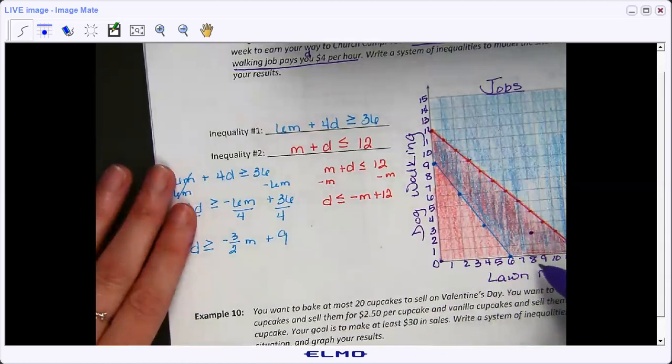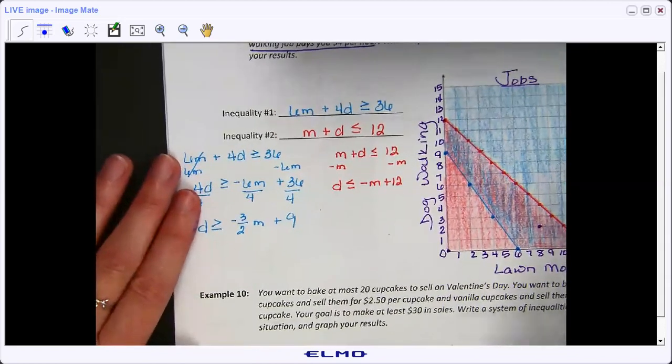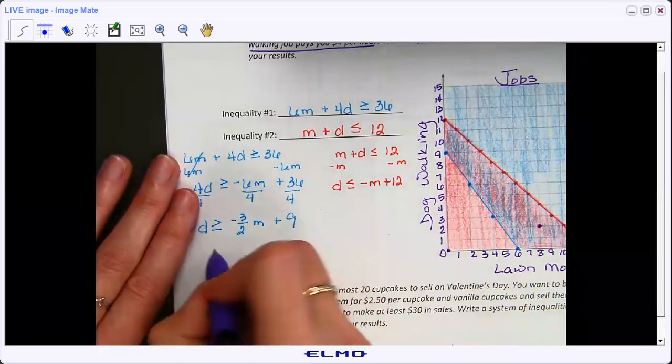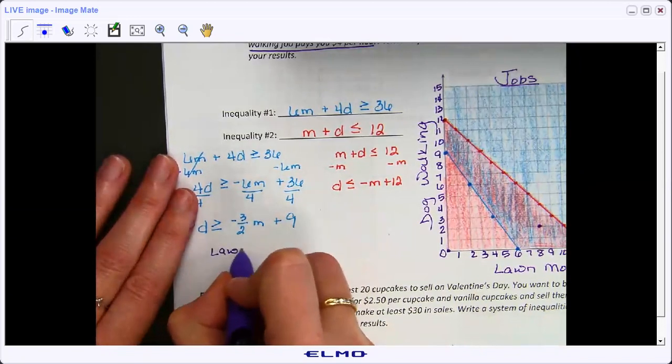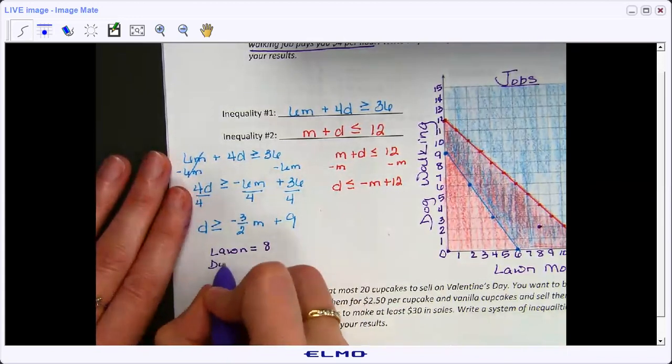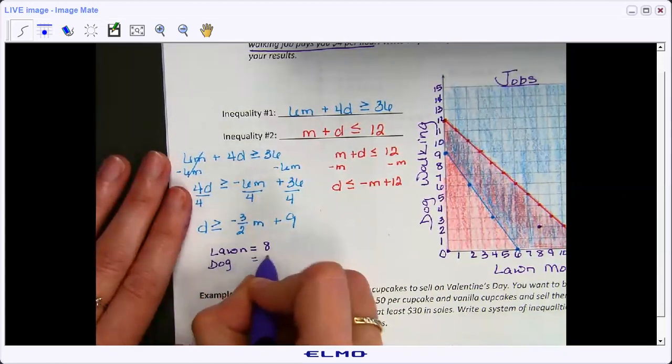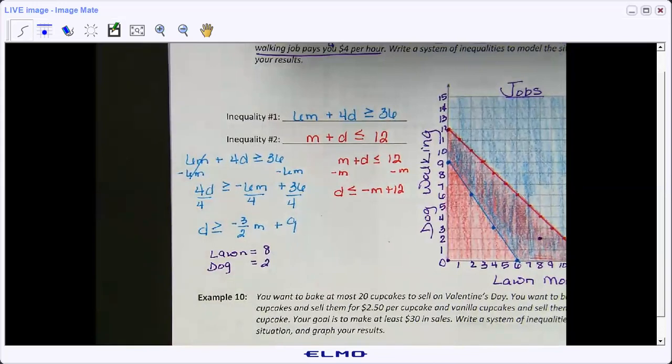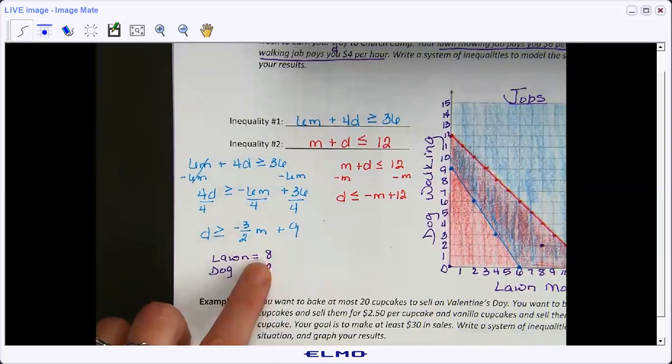So what does the 8 represent in our graph? 8 hours mowing the lawn. So if I chose 8 for lawns and 2 for dogs, I can mow 8 hours of lawns and 2 hours of walking dogs. And how many total hours is that? 10. Is it less than or equal to 12? Yes. So that's the solution.